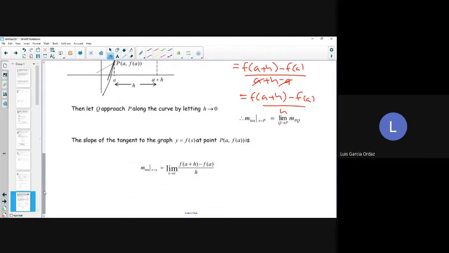So the slope of the tangent line to the graph of y equals f of x at the point P is the slope of the tangent at x equals a, which is equal to the limit as h approaches 0 of f of a plus h minus f of a over h. Again, we touched upon this last lesson, so this is just getting you refreshed as we move along.